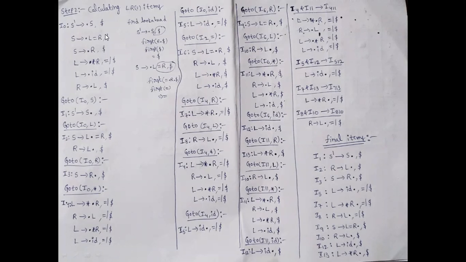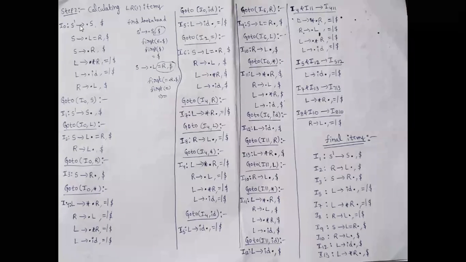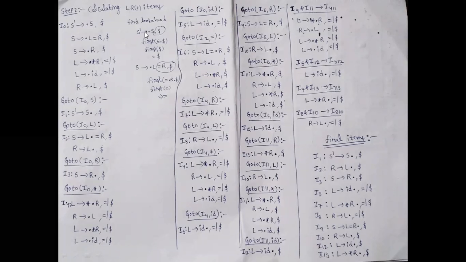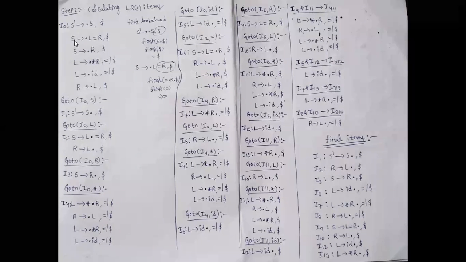Then find the look ahead. How to find the look ahead? We are considering this production: S' produces dot S, comma dollar. After the dot we have capital S. Then add the productions of capital S. So these are the productions of capital S: S produces dot L equals R, and S produces dot R. Then we have to calculate the look ahead for these two productions.